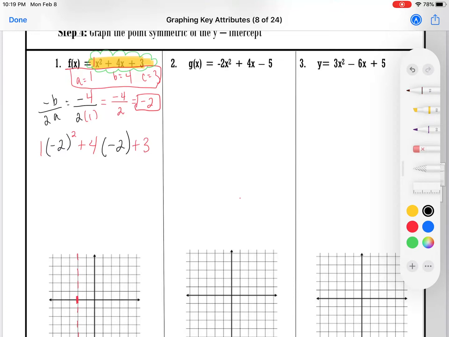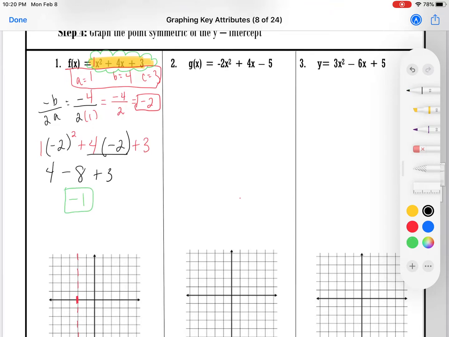So now we solve this. If you're not very good at solving, you're welcome to use a calculator. Negative 2 to the second power is 4 times a 1 is just 4. 4 times negative 2 is the number negative 8. And then there's a plus 3 in the back. Again, you can use a calculator if you need to. 4 minus 8 is negative 4, plus 3 is negative 1.